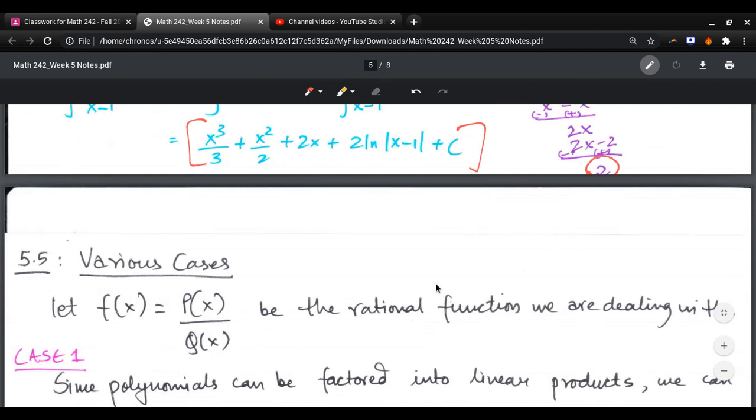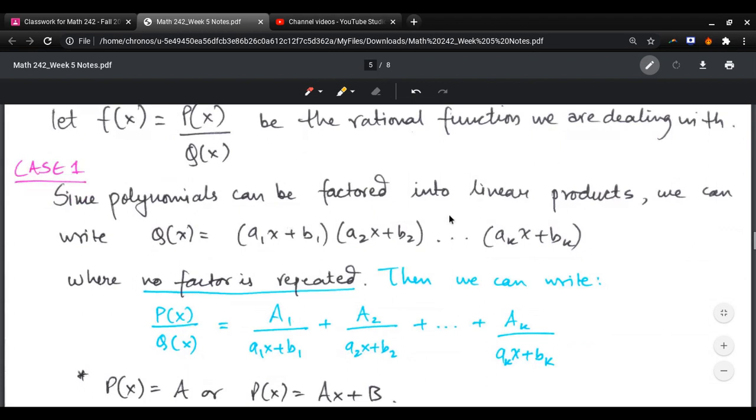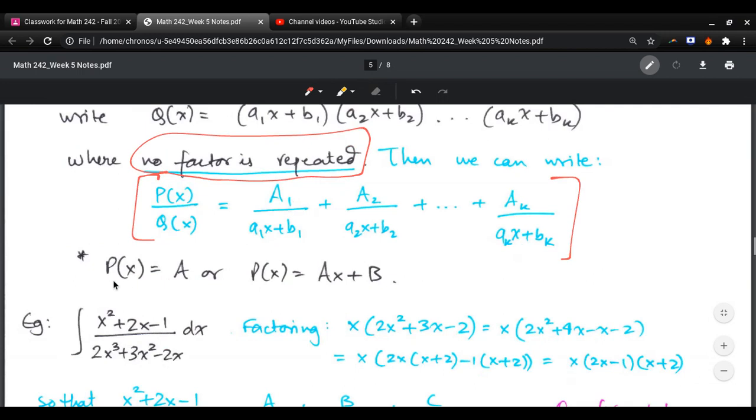Now there are various cases that we're going to cover one by one. Let's start with the simplest case. Let f(x) equal p(x) over q(x) be the rational function we're dealing with. Case 1: the denominator can be factored into linear factors. Now we can write q as (a1x plus b1)(a2x plus b2), and so on, and there is no factor that is repeated. Then this rational function can simply be written as A1 over (a1x plus b1), plus A2 over (a2x plus b2), and so on, where the numerators are constants.